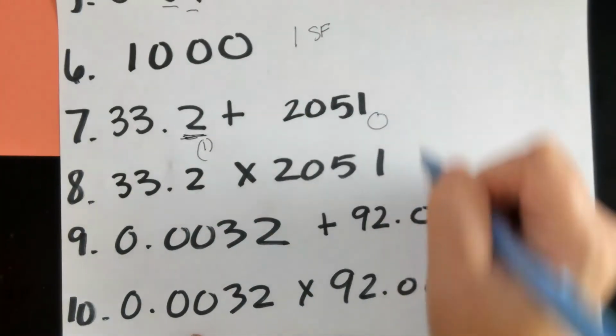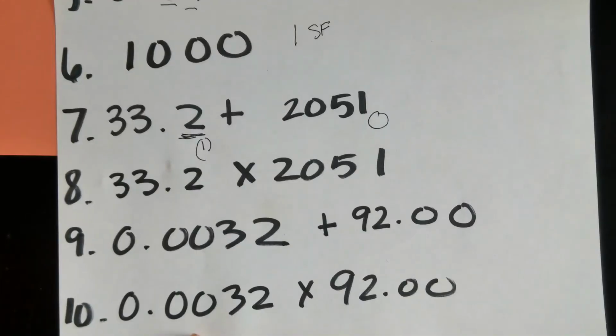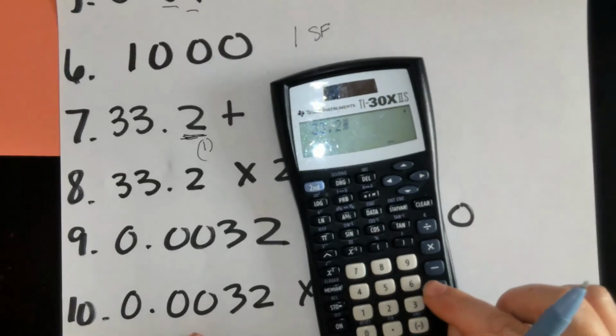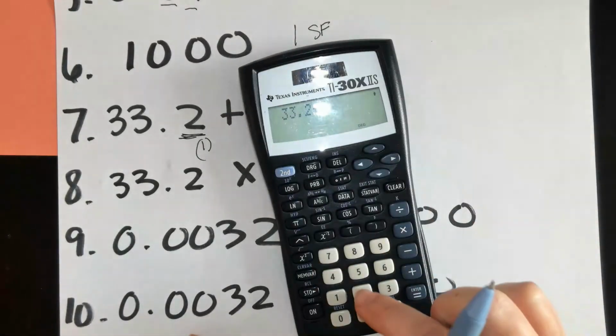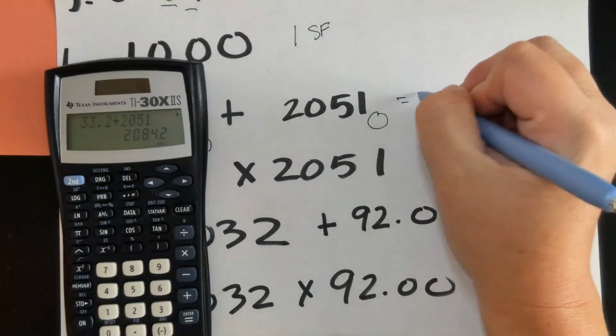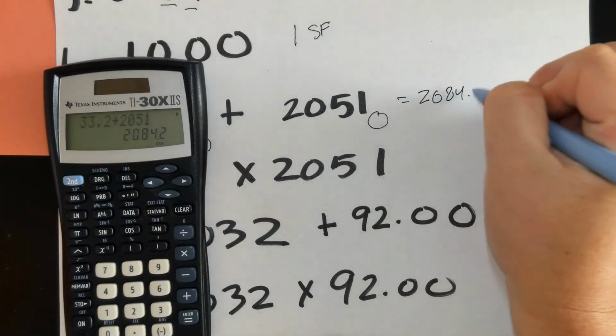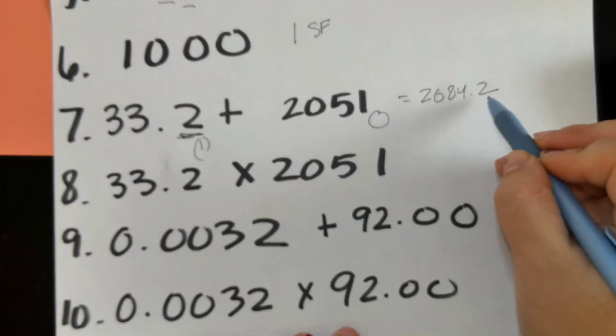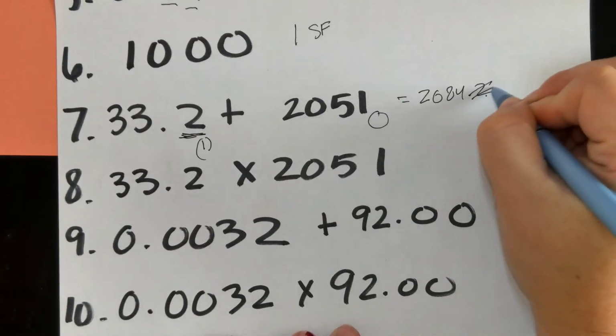Here I have 0. There's no decimal point, so I have no sig figs to the right. You plug this into your calculator, 33.2, plus 2,051. That gives me a number of 2084.2, okay? But we have to pay attention to sig fig rules, so we can't have this here. Just chop it off.